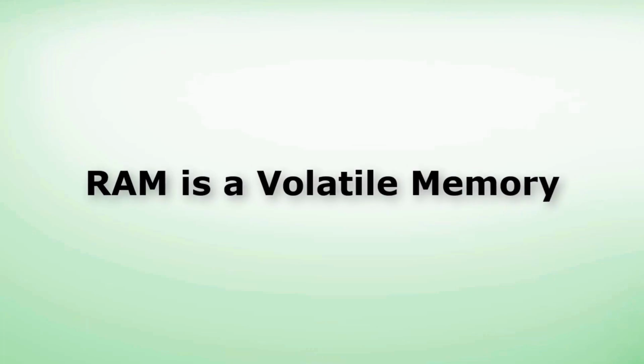RAM is a volatile memory, which means whenever the computer is turned off or loses power, all the data stored on the RAM is lost. This is why you need to save your work before turning off your computer. Otherwise, you will lose everything that was stored in the RAM.